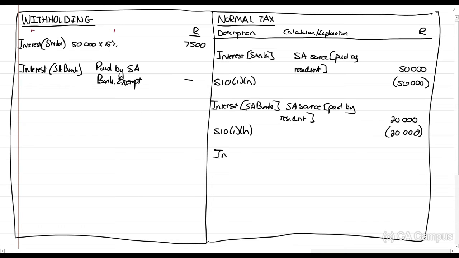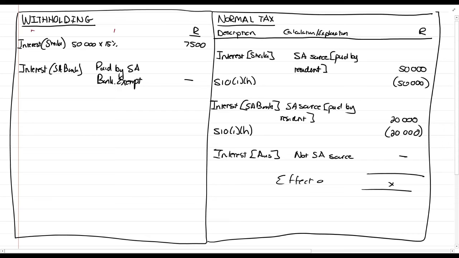So interest from Australia, not an SA source. Right, and that will be your effect on taxable income. Alright guys, so basically, as you can see, quite simple.